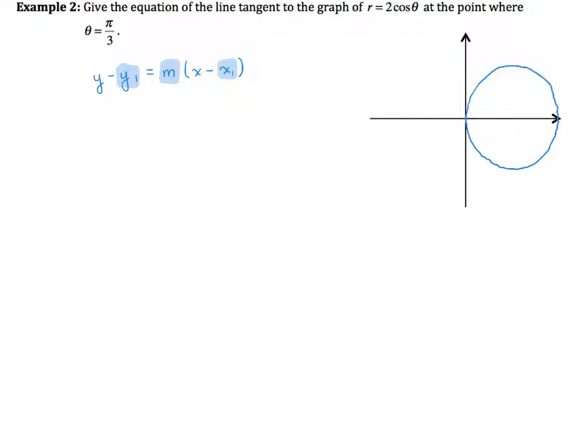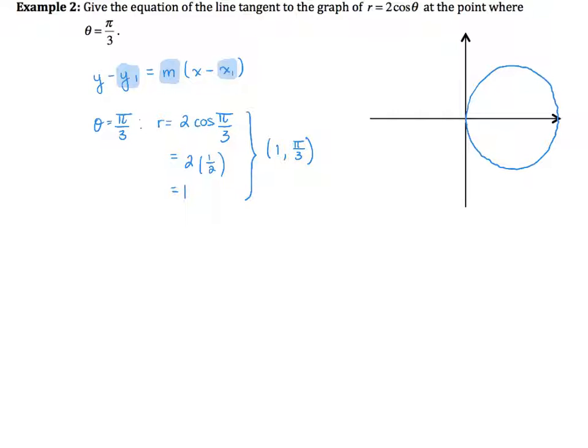All right, so let's figure out where we are when theta equals pi over 3. Again, I think this will be good because we can have a sense of what the slope should be. So when theta equals pi over 3, we have r equal to 2 times the cosine of pi over 3, which is 2 times, let's see, cosine of pi over 3 is 1/2. So that's 1. That gives me the set of polar coordinates (1, pi over 3).